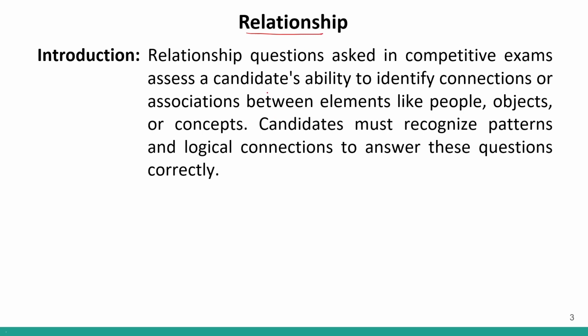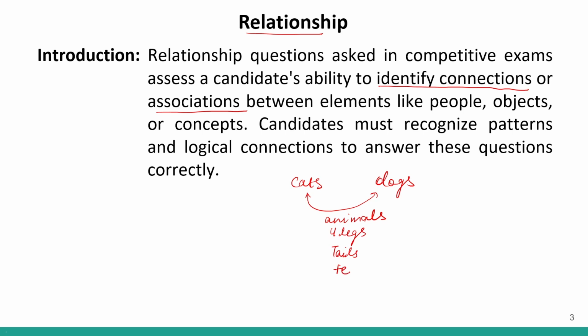Relationship basically means that we have to identify any sort of connection or association between elements like people, objects, or concepts. For example, if we are given two words like cat and dog, we have to identify a relationship between them. The first relationship that comes to our mind is that both of them are animals, right? We can identify many such relationships like both of them have four legs, both of them have tails, both of them have teeth, whatever. So basically what we are doing is we are finding associations or relationships between these two elements.